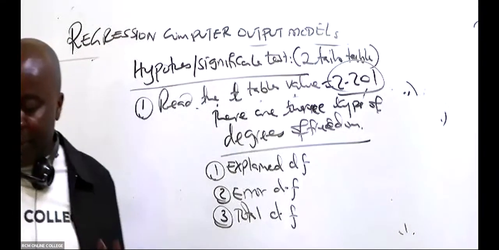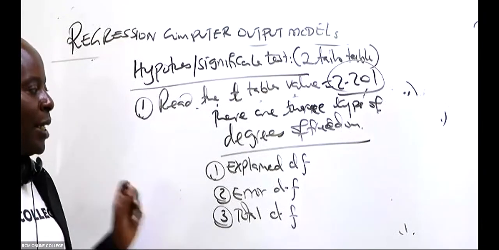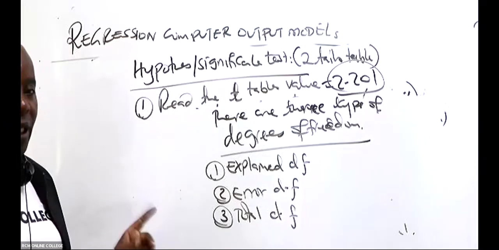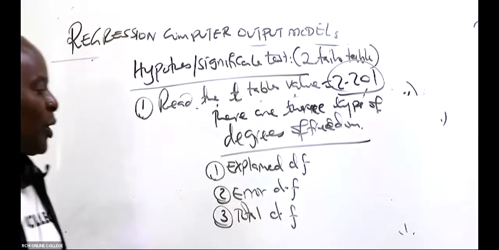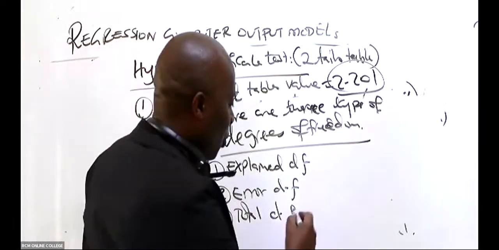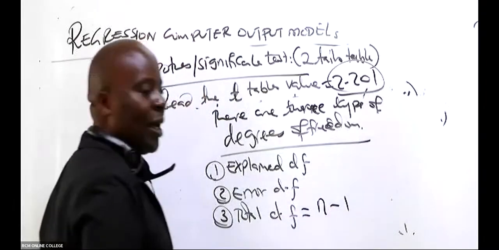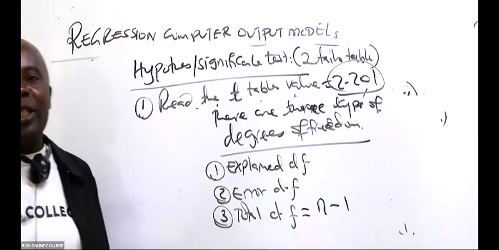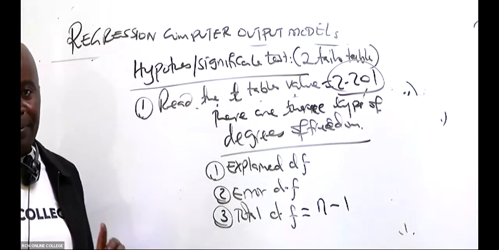So we have got 3 types of degrees of freedom. We have what we call explained degrees of freedom, error degrees of freedom, and then we have the total degrees of freedom. Now, ladies and gentlemen, to get the total degrees of freedom formula, we normally take n minus 1.